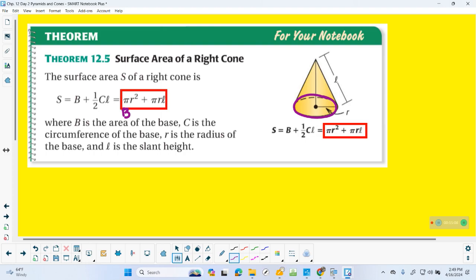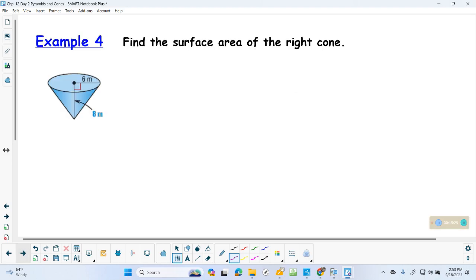Now, anytime you have anything circular, cone or cylinder, they're super easy, okay? Obviously, I know you know, but you're gonna need the radius from the center to the edge. And then of course you can see the slant height here listed. All right, let's do it. Find the surface area of the right cone. Okay, let's do it.